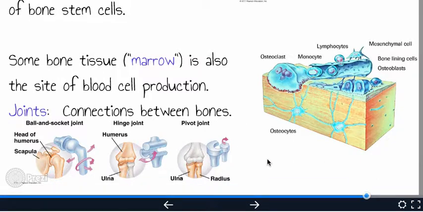The pivot joint is your radius and your ulna. So if you put your hand over your forearm and then you turn your thumb up and then you bring it back and turn your palm down, you can feel that pivot, the ulna and the radius pivoting over the top of each other.